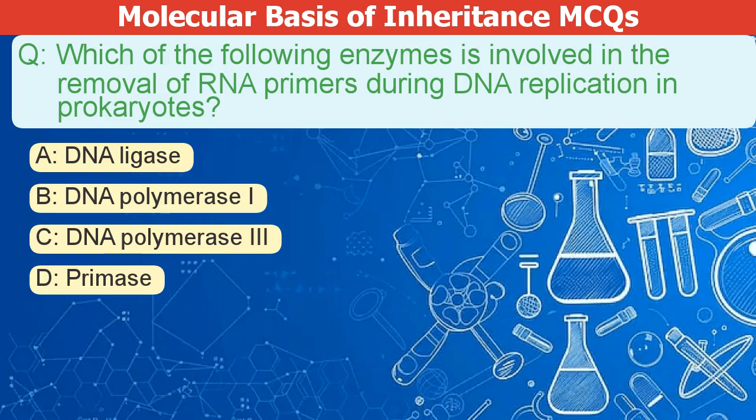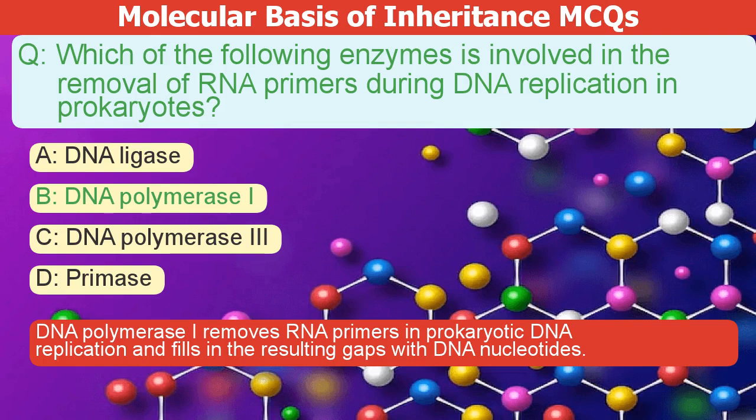Which of the following enzymes is involved in the removal of RNA primers during DNA replication in prokaryotes? A. DNA ligase. B. DNA polymerase I. C. DNA polymerase III. D. Primase. The correct answer is B. DNA polymerase I removes RNA primers in prokaryotic DNA replication and fills in the resulting gaps with DNA nucleotides.